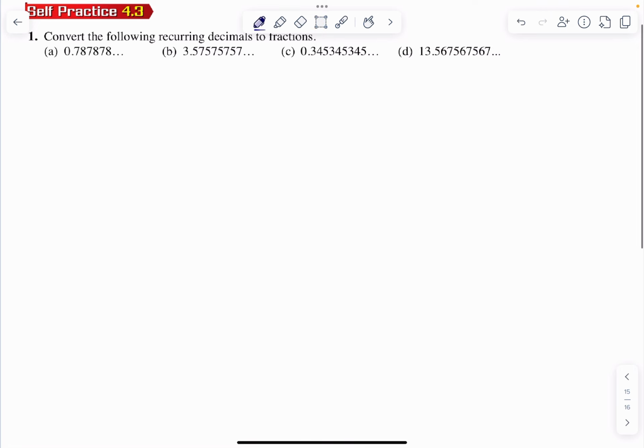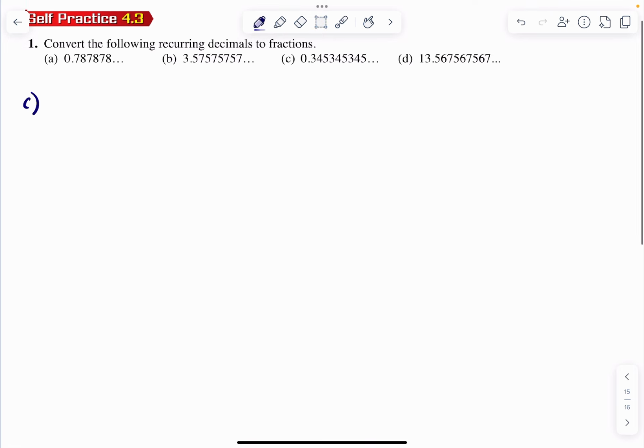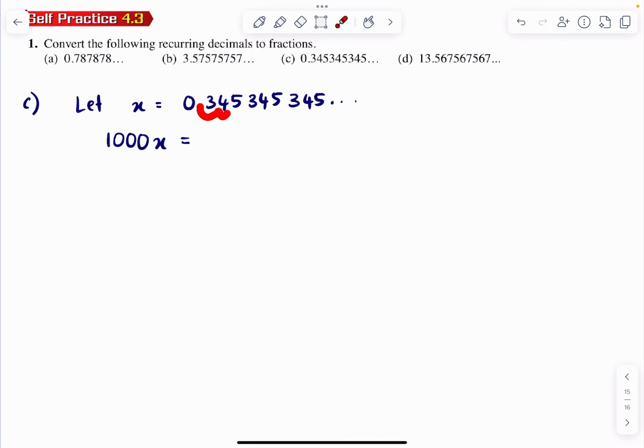Okay, C. C, we have no abnormalities, but the pattern repeats in 3 numbers, 345, 345, 345. Okay, so we let x equals to 0.345345345. So here the pattern repeats after 3 numbers. So we have to move the decimal by 3 places. So to move the decimal by 3 places, we have to times 1000. Okay, times 1000 only you move 3.